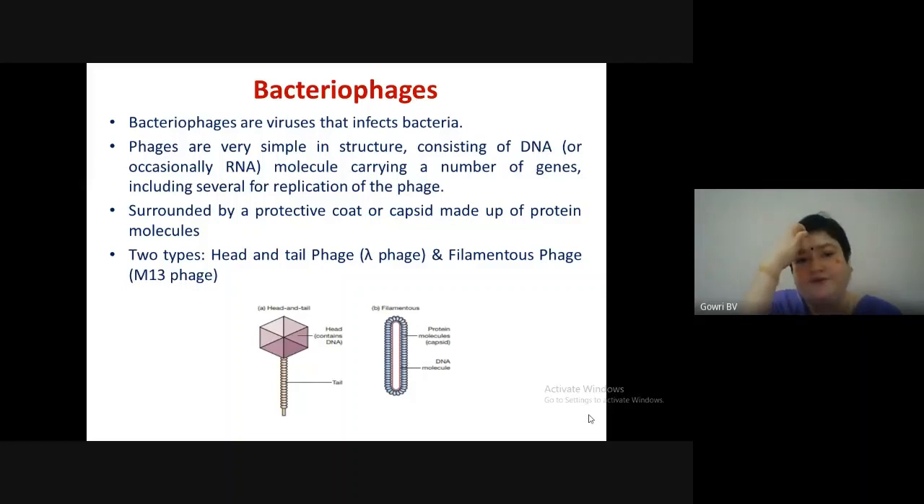Morphologically, there are two types of structures, the head and tail phage and the filamentous phage. An example of a head and tail phage is the lambda phage. An example of a filamentous phage is the M13 phage.